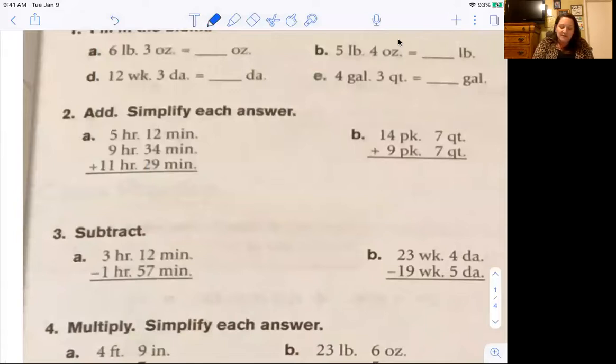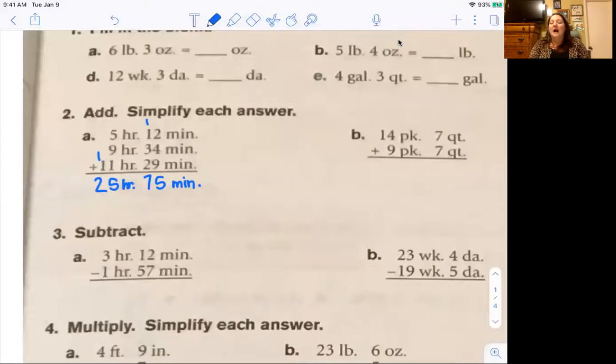So 2 plus 4 is 6, 6 plus 9 is 15, 1 plus 1 is 2, 2 plus 3 is 5, and 5 plus 2 is 7, so I have 75 minutes. 5 plus 9 is 14, plus 1 is 15, 1 plus 1 is 2. So I have 25 hours and 75 minutes.